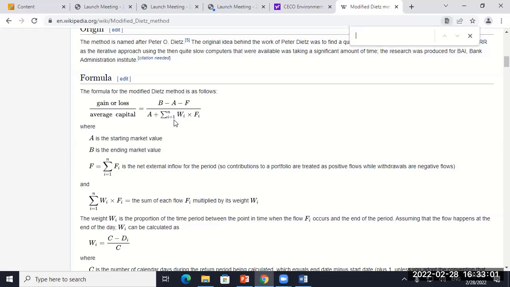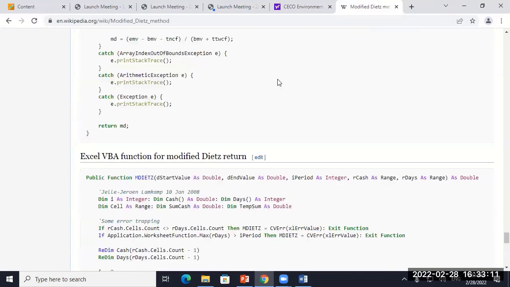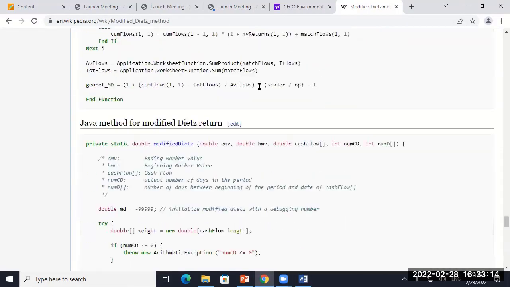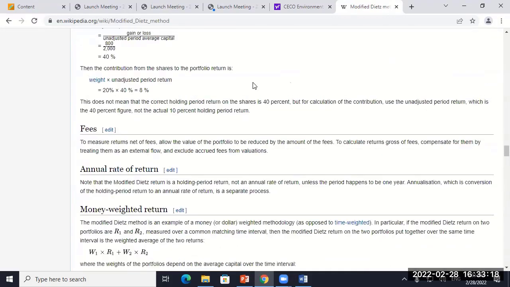I don't know if they have the CFA in here. There it is. Well, no, it's just in the footnotes. So the CFA, wow, there's probably some Python programs or something you can do in here. They have some examples as well.